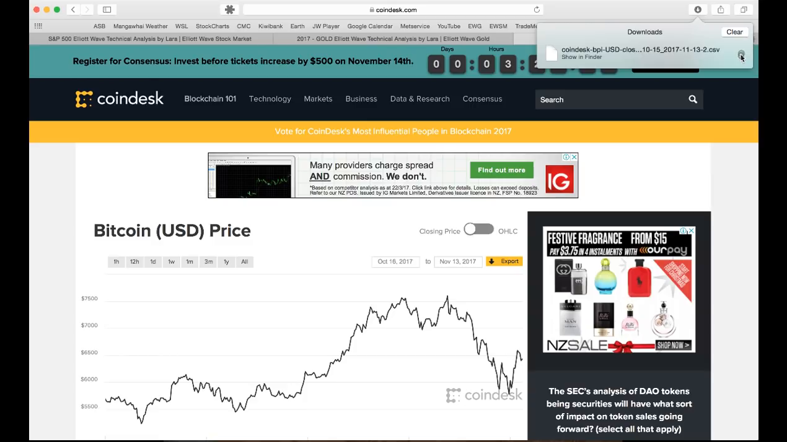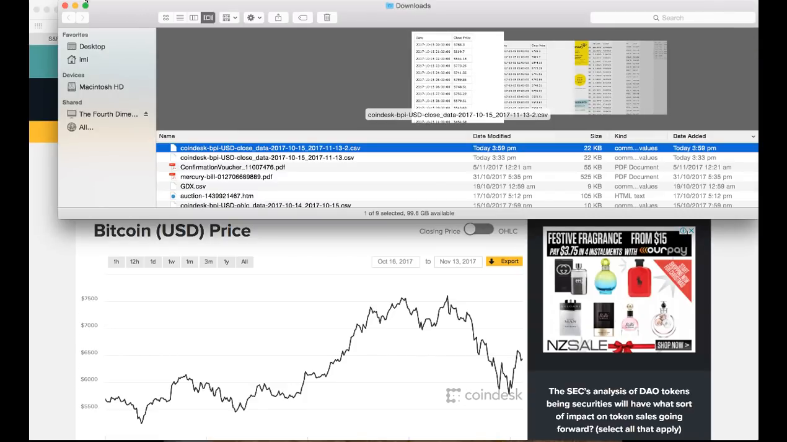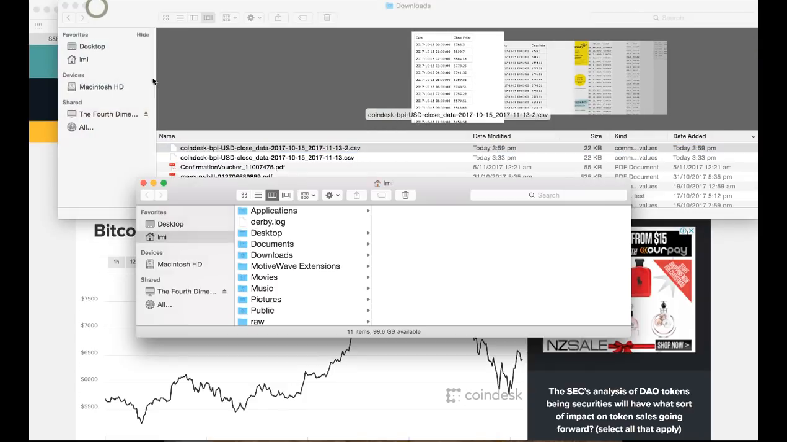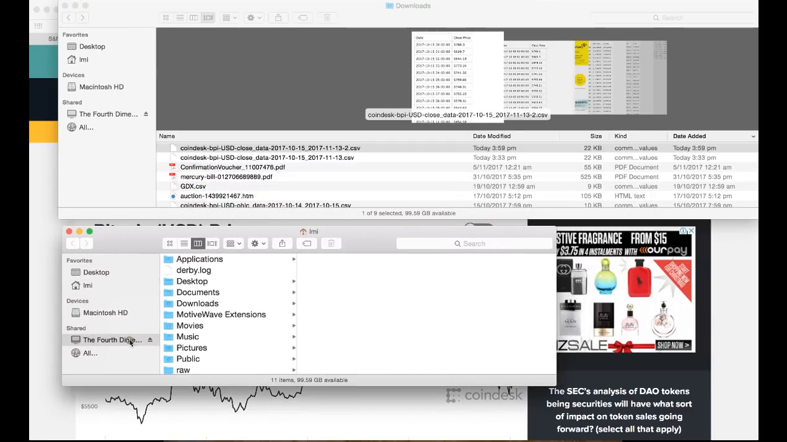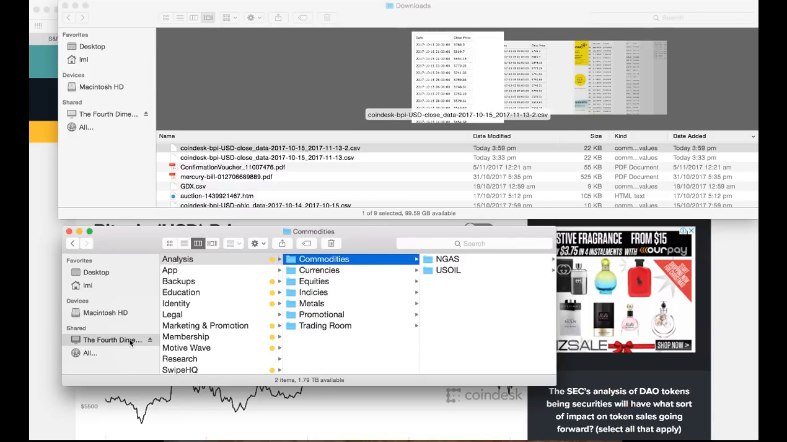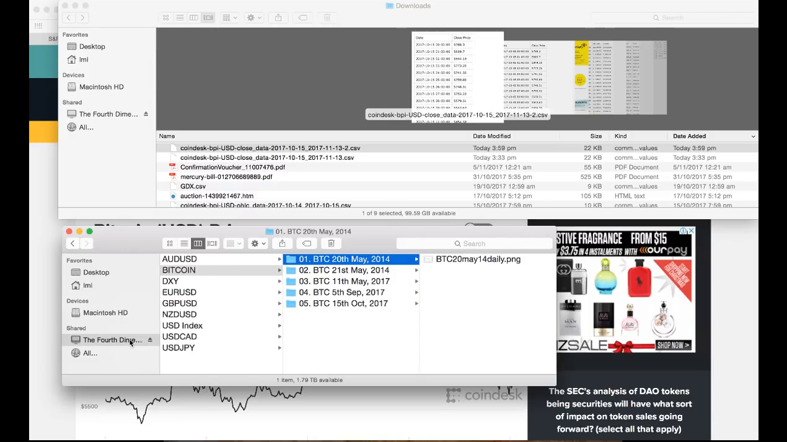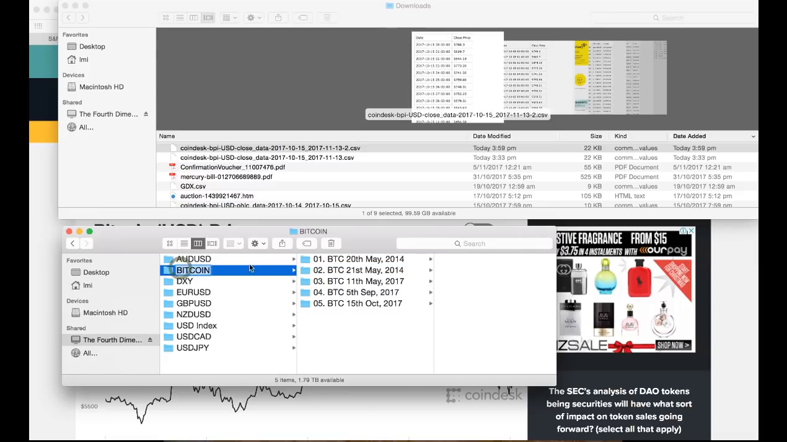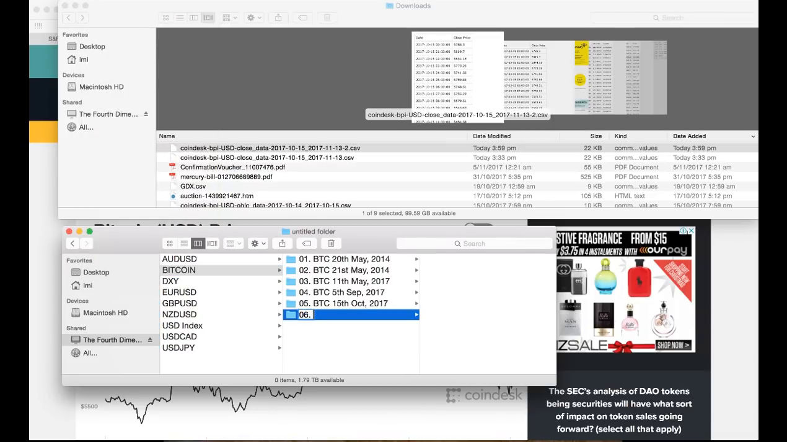And now I've just downloaded that. I'm just going to move this over to the file where I want to keep this data. Currencies, Bitcoin, the last one. Create a new folder. And this is the 13th of November. Put this in here.